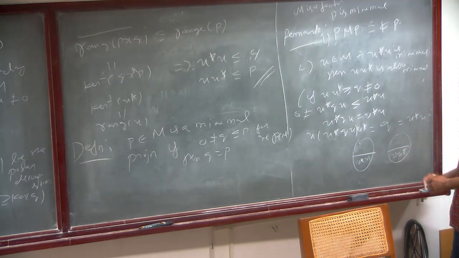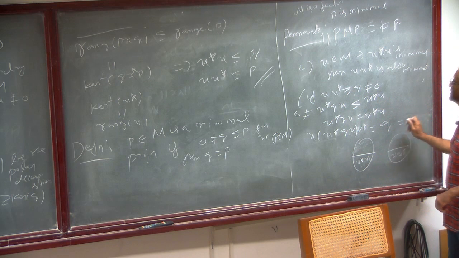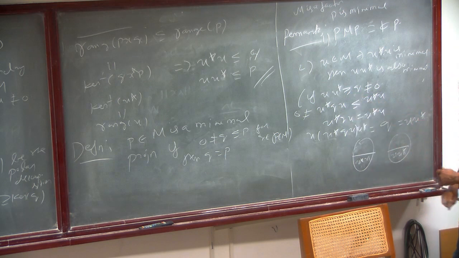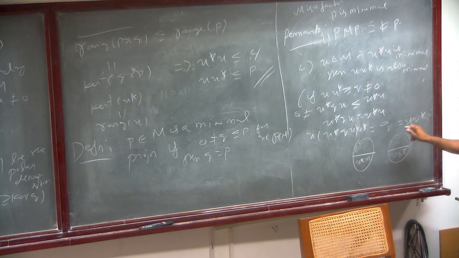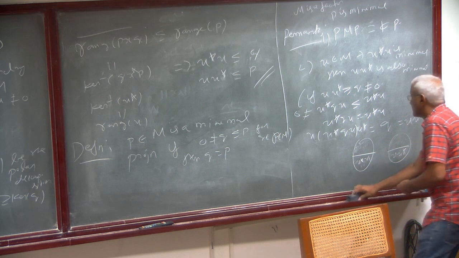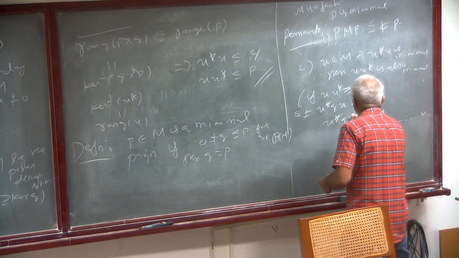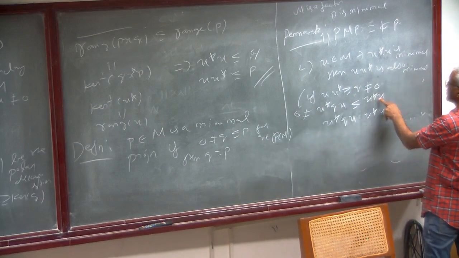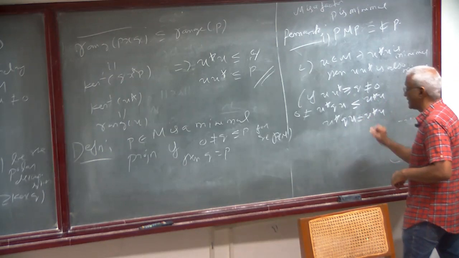Which is equal to U*. I'm sorry. If you apply U and U* here, then it's just U*. Let me write: I have U*QU is less than or equal to U*U. But since this is a minimal projection, this should be equal.